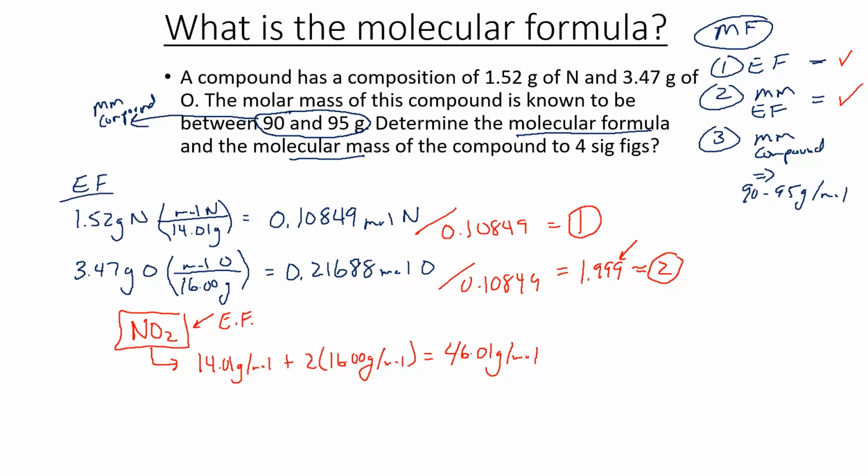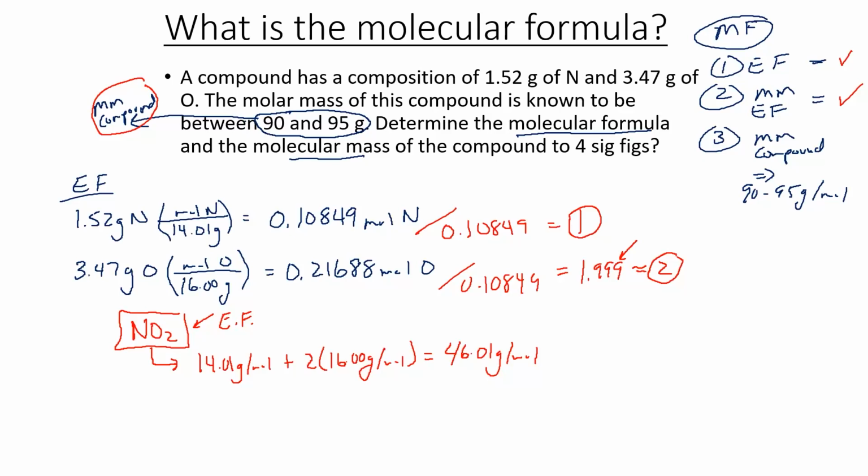Again, in this case, it is a range, so you can choose anywhere in that range. So if you want to go halfway between the two numbers, we could start doing it that way if you like. We could divide by 92.5 grams per mole. And again, that's right there in the middle of the range in terms of the molar mass of the compound.